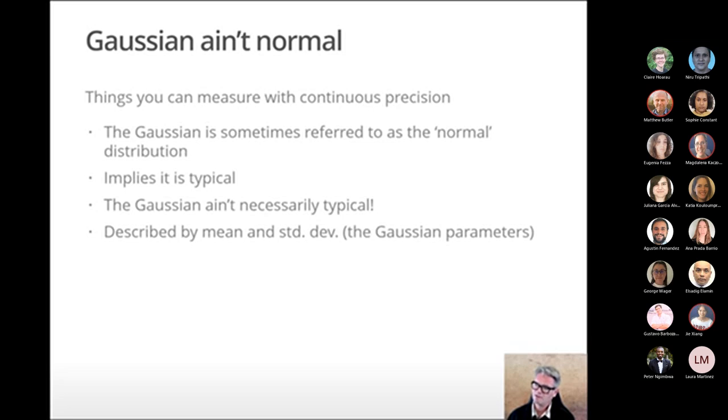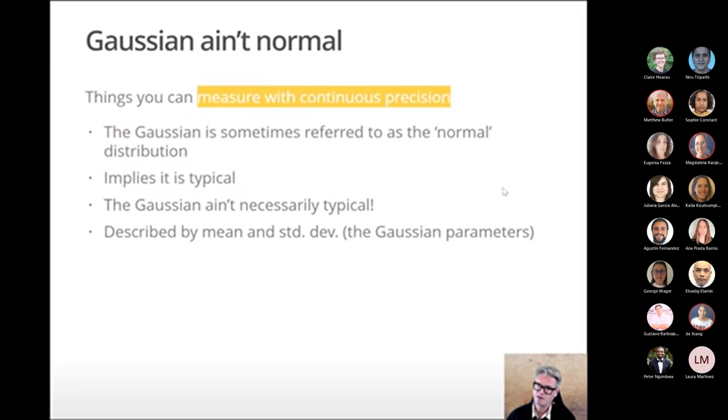Now, the Gaussian, as I mentioned, is sometimes called the normal distribution. And the reason that I reject that is because it implies that the Gaussian distribution is typical, but it isn't typical. And so I think that's a bad habit to get into. It is actually a point of confusion for students in teaching and learning. You could argue it is typical for something that you can measure with infinite precision, but for other kinds of data, it's not typical at all.